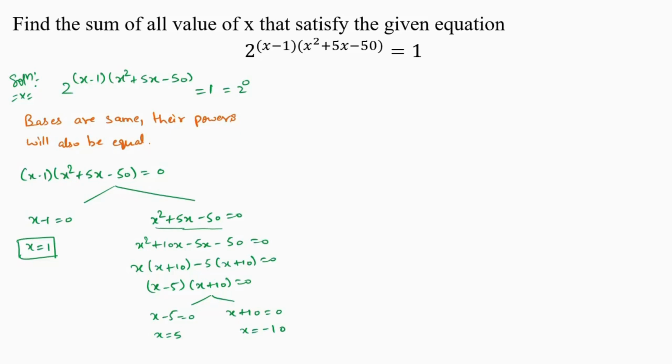And now we have to find the sum of all values of x, that is 1 plus 5 minus 10, so we get minus 4.